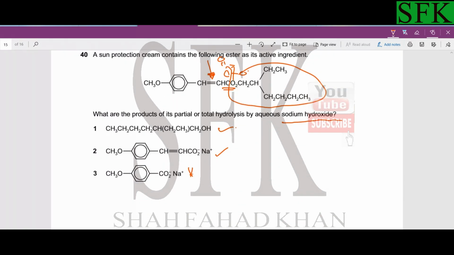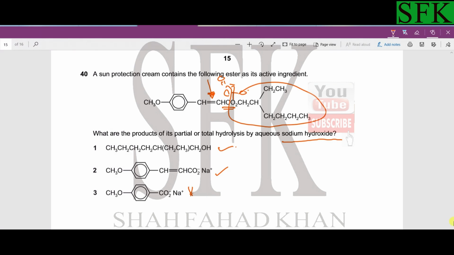A sun protection cream contains the following ester compound as its active ingredient. We have this ester in a cream. What are the products of its partial or full hydrolysis by sodium hydroxide? First of all, identify where the hydrolysis can occur. It can occur in this alkene and it can occur in the ester group. There is an ester group hidden in here. The first compound can be formed if this ester group undergoes hydrolysis.